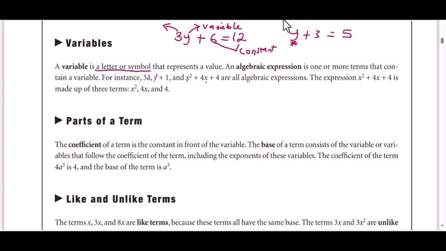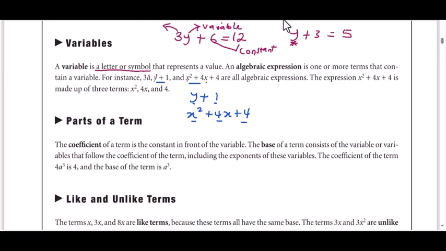I want you to also take note of the number of terms in an expression. For y plus 1, this is the first term, this is the second term, so we have 2 terms in this expression. While for an expression such as x squared plus 4x plus 4, we have the first term, the second term, and the third term, so we have 3 terms. I want you to also take note of that. So let's go to the next part.